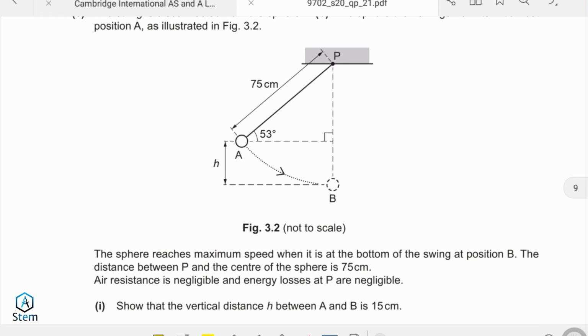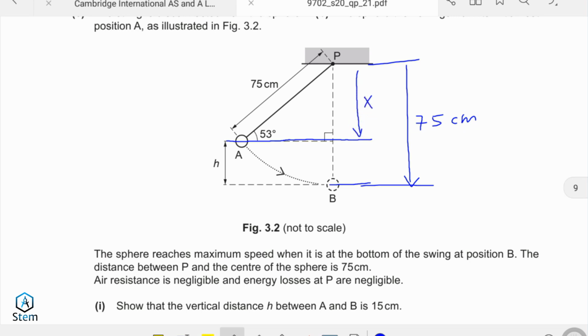All right. So what we are going to do is, let's extend this. This is 75 centimeters, and we don't know this yet, but the distance h is this one. We can see that 75 centimeters minus x is going to give us h. Now we can get x easily by using the trig equations.